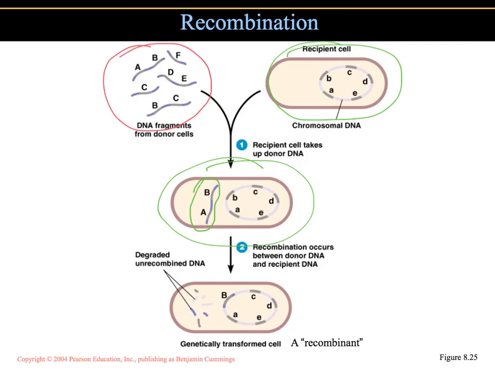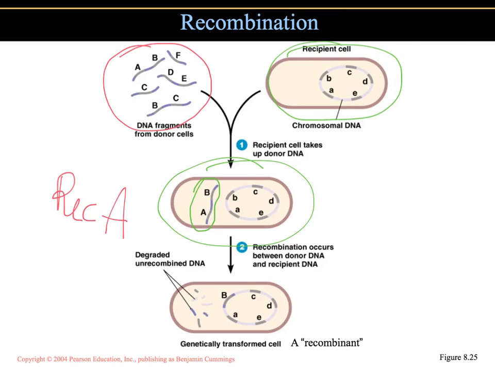Just so you know the way that this happens, and this is a little more than what you actually need to know, there's a protein called RecA, for recombinant. This protein binds to the cell's DNA and then to donor DNA, and it causes the exchange of strands. So it's a protein that's allowing this to happen.